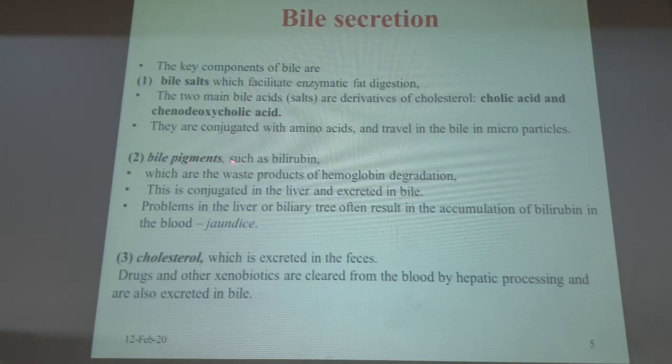Of course, whenever there is excessive hemolysis in the circulation, what will it result in? Formation of more bile pigments in the bile. Problems in the liver and biliary tree often result in accumulation of bilirubin in the blood, or post-hepatic jaundice. But we show again bile pigment secretion increases because of hemolysis, resulting in more bile pigments in the bile.